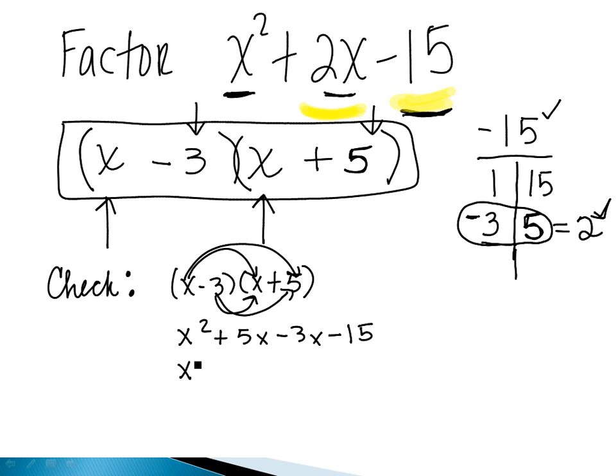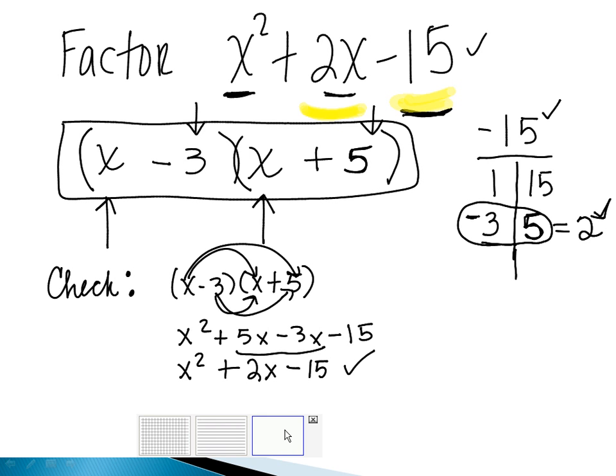So we get x squared, and here we have like terms, giving us the positive 2x, minus 15. It checks out because we have the same thing as the original expression. We're done. Let's go on to another problem.